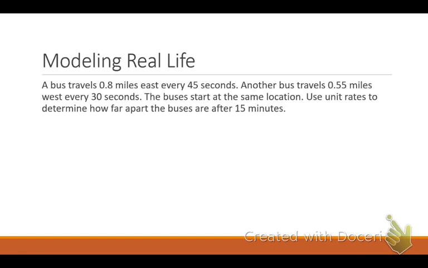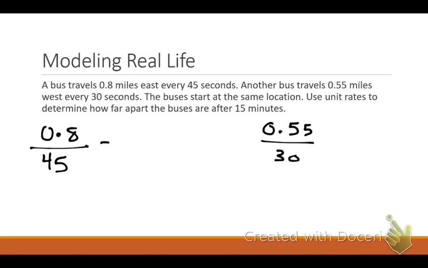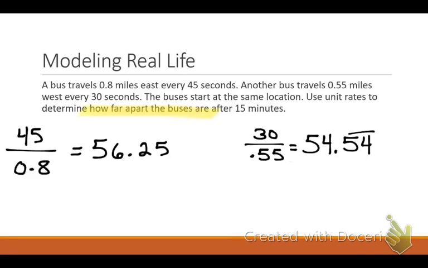You have 2 problems modeling real life. You need to find the unit rate. 0.8 miles every 45 seconds. The other one goes 0.55 miles every 30 seconds. Find the unit rate for both. We wrote our unit rate backwards. It says how far apart, so the distance needs to go on the bottom. Now subtract them from each other.